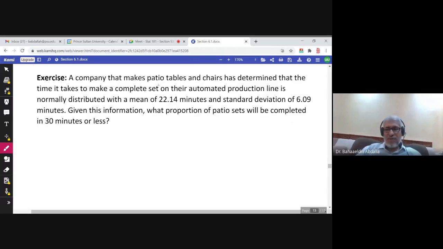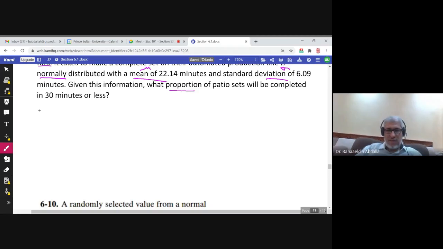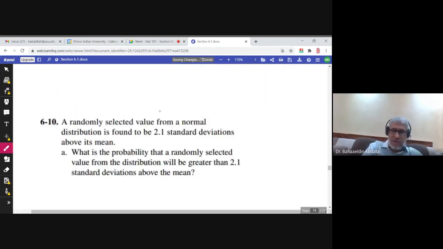A company that makes PSU tables and chairs has determined that the time it takes to make a complete set on their automated production line is normally distributed. So the time is the random variable X, the mean is given, the standard deviation is given. Given this information, what proportion? Proportion means probability. So what probability will be completed in 30 minutes? So what's the probability that X is less than or equal to 30? You just change it to Z and solve.